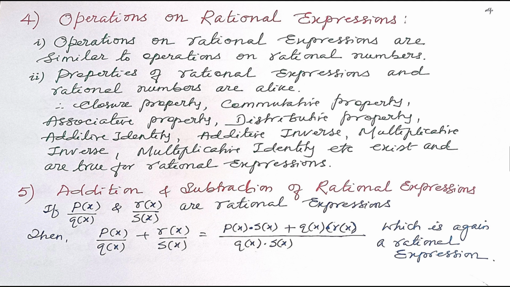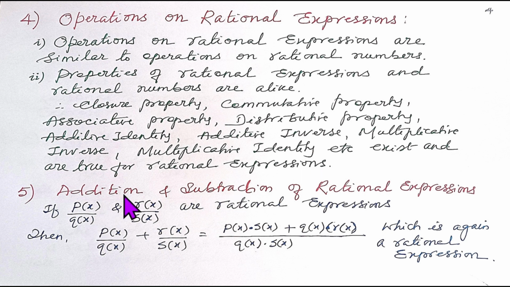Now, operations on rational expressions. Operations on rational expressions are similar to operations on rational numbers. Properties of rational expressions and rational numbers are alike. They are almost the same. Therefore, the closure property, commutative property, associative property, distributive property, additive identity, additive inverse, multiplicative identity, etc., which exist for rational numbers, also exist for rational expressions.